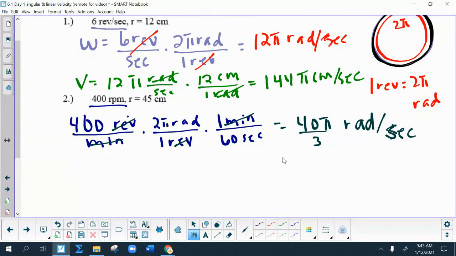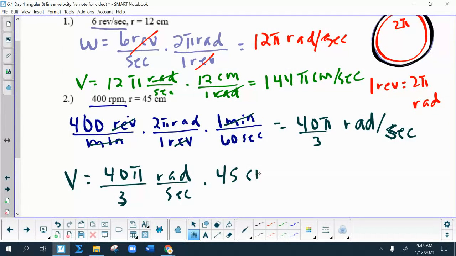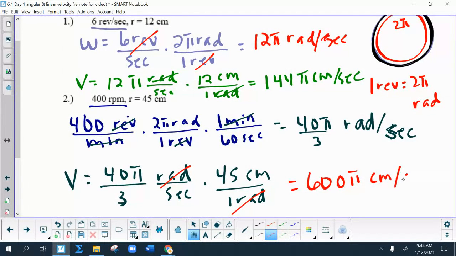All right, so then I need to use that to find the linear velocity. So that's going to be 40 pi over 3 radians per second times 45 centimeters per 1 radian. This simplifies out to 600 pi centimeters per second. You could go ahead and multiply out the pi's if you wanted to. It doesn't matter.